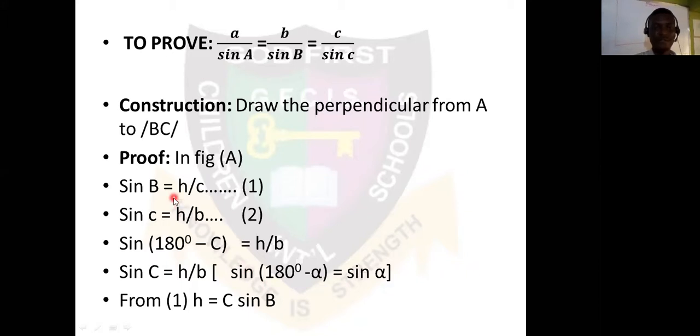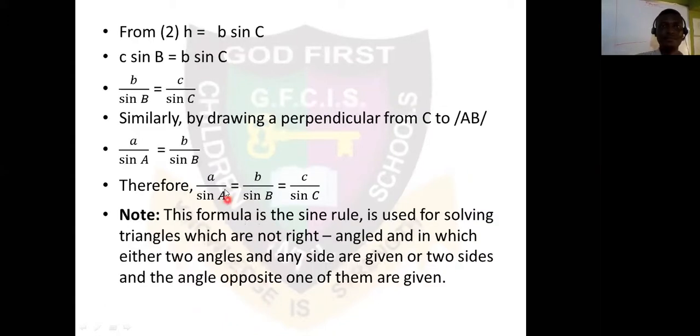So from the first one, sine B equal to h over c. If you cross multiply and make h the subject of the formula, h is equal to c sine B. Going to the next slide. Then the other one, h is equal to b sine C. Now, if you make h the subject of the formula in both cases, it therefore means that c sine B is equal to b sine C. So divide both sides by sine B first, you have b over sine B. Then divide this side by sine C, you have c over sine C.